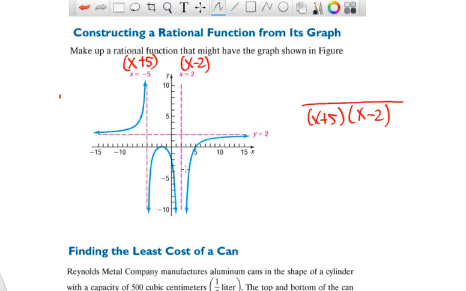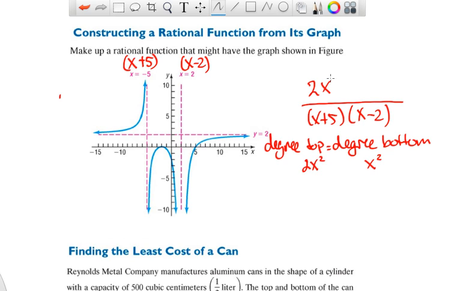Because I have a horizontal asymptote running at 2, that means that the degree in the top is equal to the degree in the bottom. The degree in the top would then be, in this case, an x squared, since the bottom right now is an x squared, but then that needs to be a 2x squared. So tentatively I can do this, 2x squared in there. Okay? So what else do I have? Well, this is my guess.